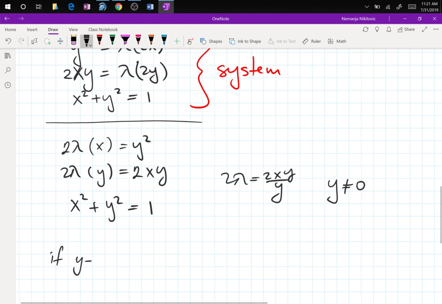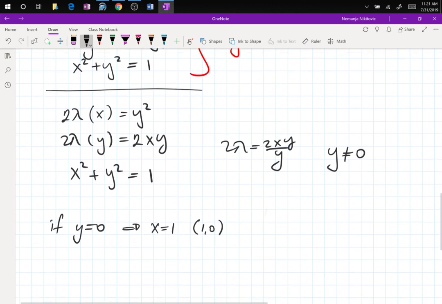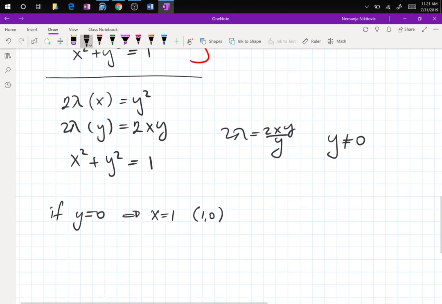Now let's see. If y is equal to 0, that implies that x is equal to 1, and you get the point 1, 0. So now, if you plug in 1, 0 in the problem, you will figure out if it's possible to solve it at all.